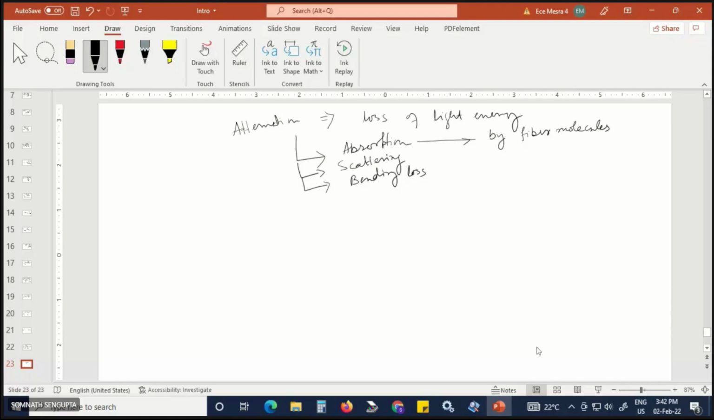So absorption of light occurs due to fiber molecules, and it may be also intrinsic or extrinsic. Intrinsic or extrinsic, this we will study in the theory. Intrinsic means if silica, the basic constituent fiber molecule, absorbs the light, then it is called intrinsic absorption.